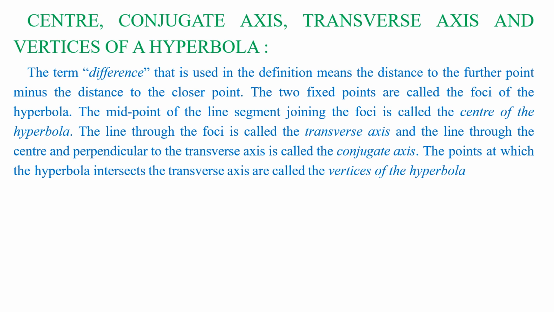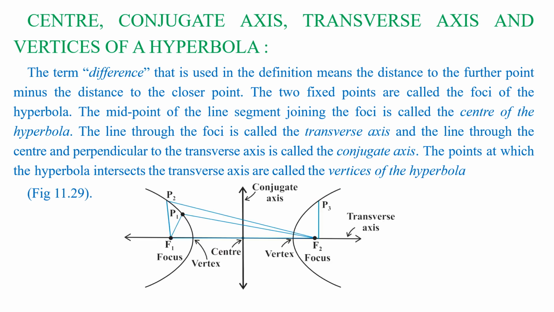What is meant by center of hyperbola? What is meant by conjugate axis? What is meant by transverse axis? And what are called vertices of the hyperbola? See the figure 11.29. In this figure, we have discussed previously. These are the two fixed points, F1 and F2. Okay, my children, right. P1, P2 and P3. These are the points on the hyperbola.